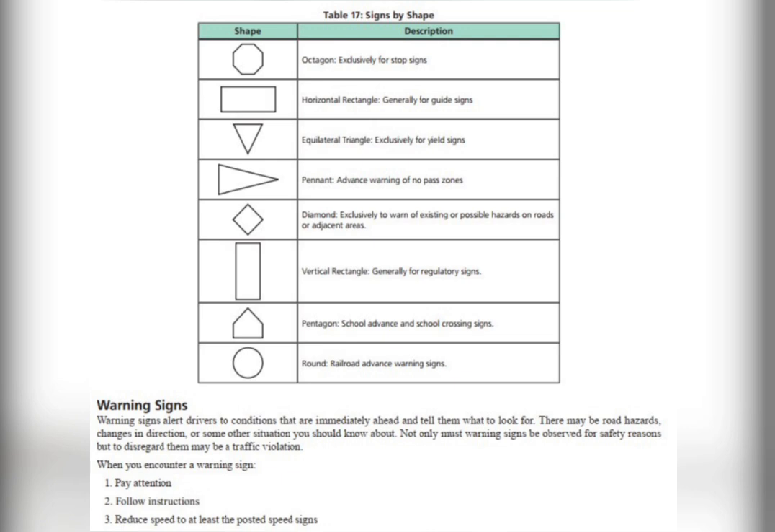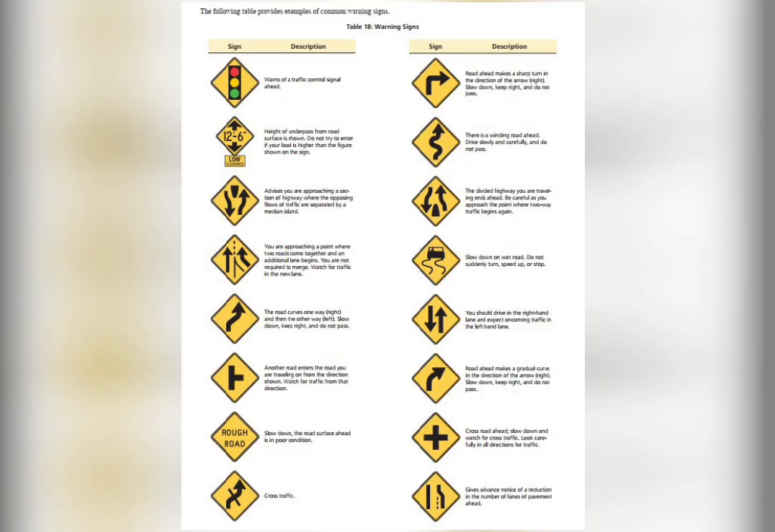Warning signs. Warning signs alert drivers to conditions that are immediately ahead and tell them what to look for. There may be road hazards, changes in direction, or some other situation you should know about. Not only must warning signs be observed for safety reasons, but to disregard them may be a traffic violation. When you encounter a warning sign: 1. Pay attention. 2. Follow instructions. 3. Reduce speed to at least the posted speed. The following table provides examples of common warning signs.